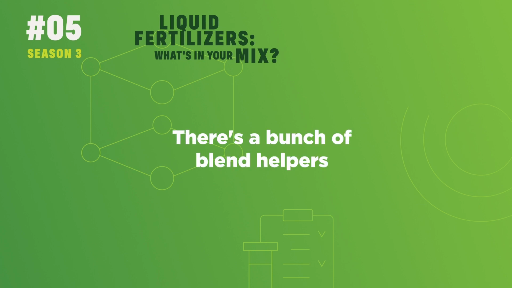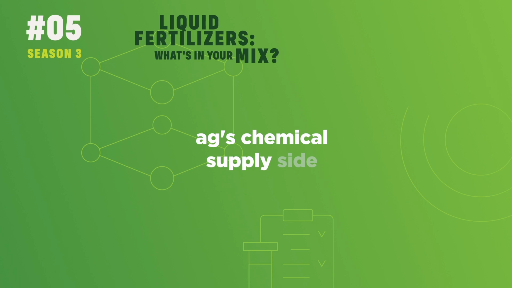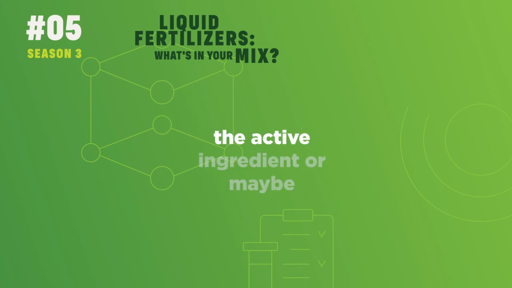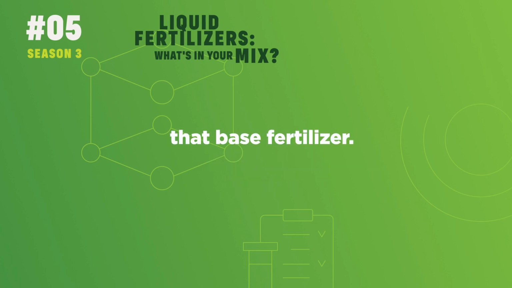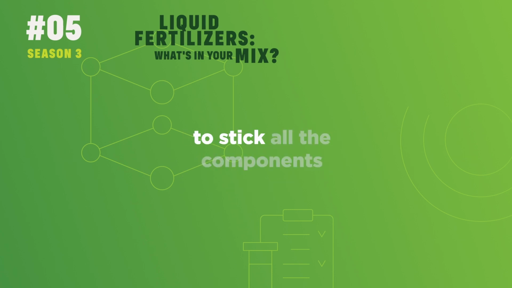There's a bunch of blend helpers, I'd like to call them, where you can take two products that might not go together super well just on their own, but you put in that adjuvant material and boom, all of a sudden they're together. And this is a lot of what formulators are using on the ag chemical supply side, is that you're not just getting the active ingredient or maybe that base fertilizer, you're getting something that's a lot more complete and unique because they've been able to stick all the components together because they're using those adjuvants to help make the blend work in a way that just wouldn't happen under normal circumstances.